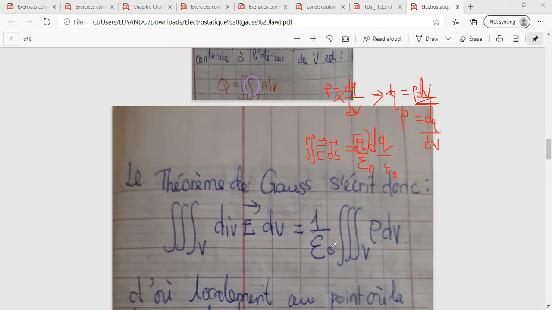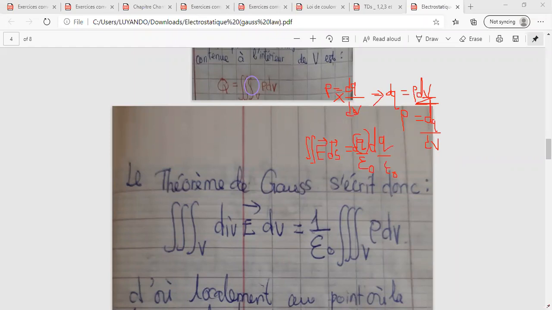And this epsilon is a constant. So we're going to have 1/ε₀ integral of rho dV with respect to V. Is that okay? All right. It's okay.